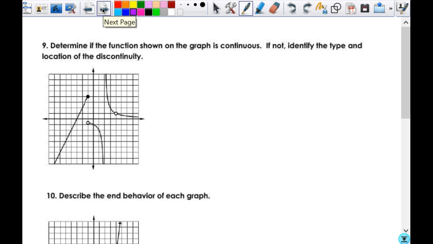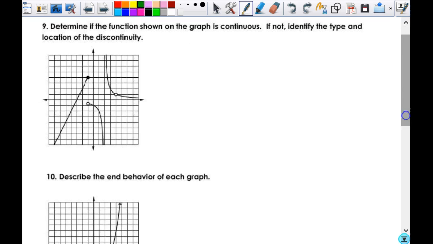Number 9 says determine if the function shown on the graph is continuous. If not, identify the type and location of discontinuity. All right, so I identify continuity by this. I start at the far left side, my smallest x I can get to, and I trace along the function. If I have to pick up my pencil at any point, then it's discontinuous.